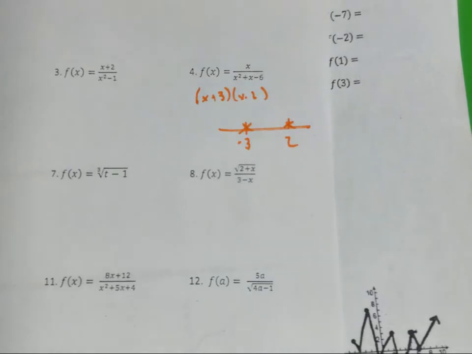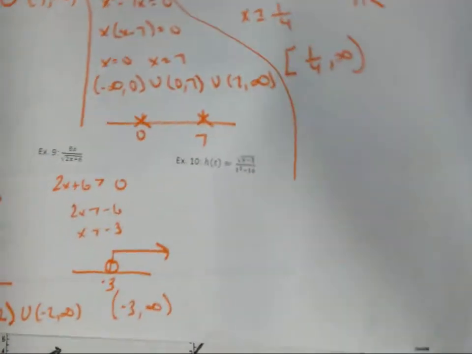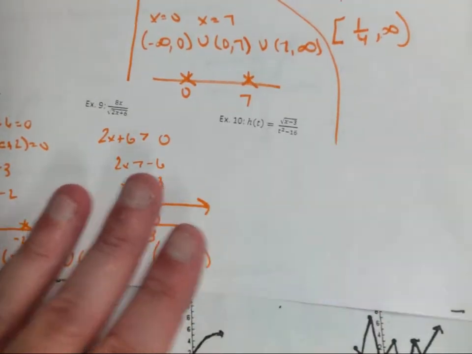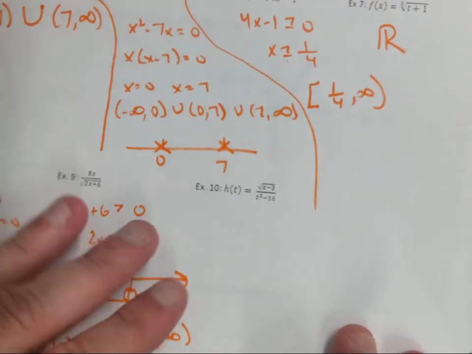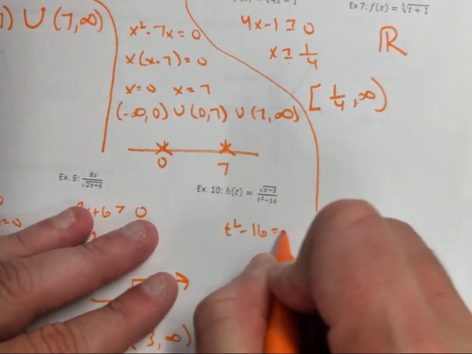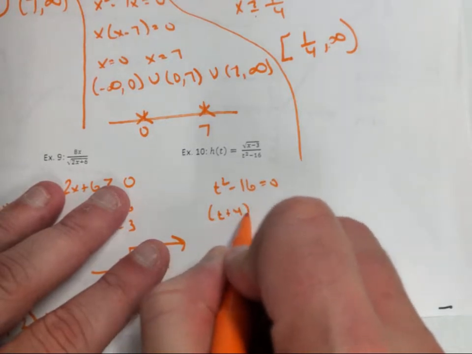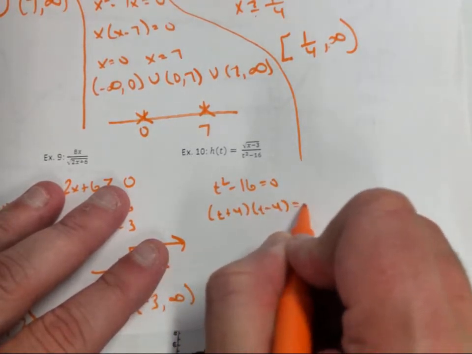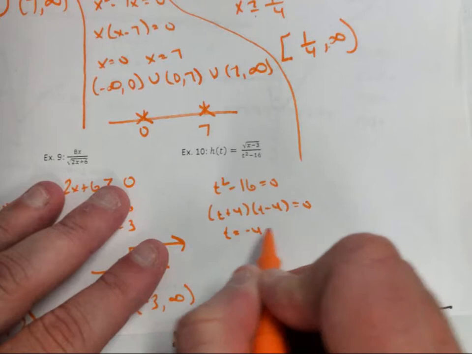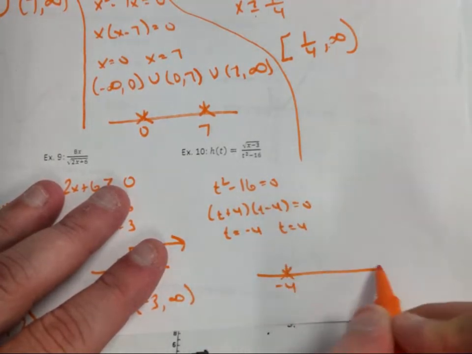Okay, let's go back to our last one. Alright, number 10. Now, this one right here, first of all, it's rational. And we have to deal with what makes it 0 in the denominator. So t squared minus 16 equals 0. That's the difference of what? So t plus 4 and t minus 4. So I have negative 4 and 4. So those two numbers are no-nos.